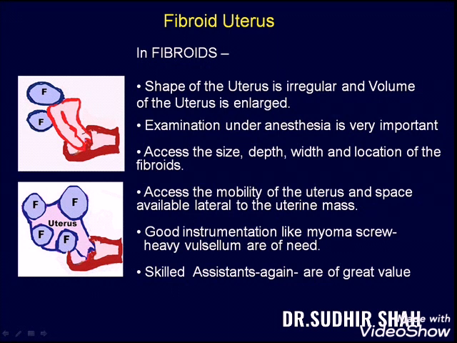Examination under anesthesia is very important. Assess the size, the depth, the width, and the location of the fibroids. Assess the mobility of the uterus and space available lateral to the uterine mass. Good instrumentation like myoma screw and heavy Vulsellums are needed. Skilled assistants again are of great value.